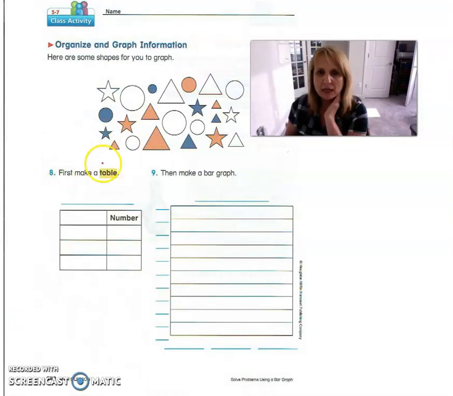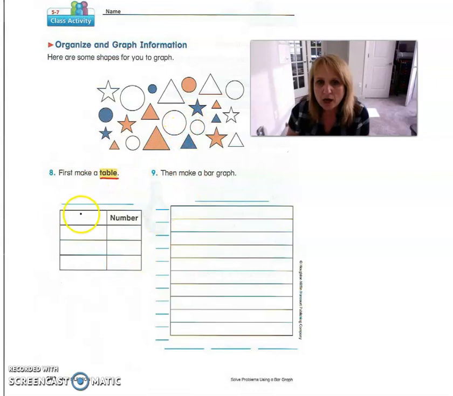On the back, it says organize and graph information. So what they want us to do is look at this picture right here. They want us to organize it and make a bar graph out of it. First, they want us to make a table. A table is just like a little chart that we put our information in. All right? So I'm going to show you how to do that.